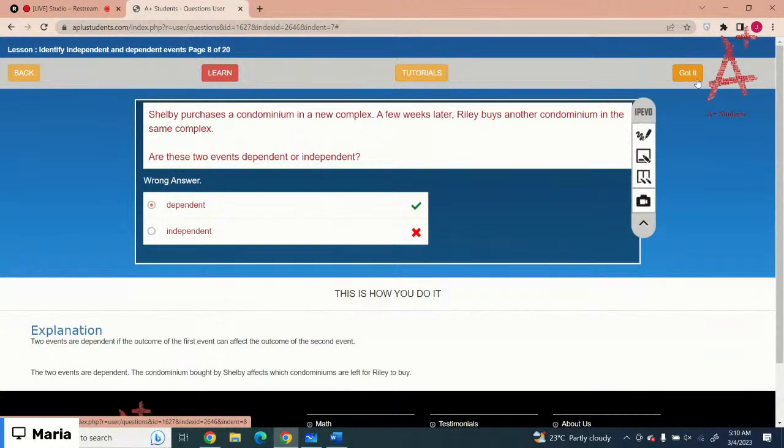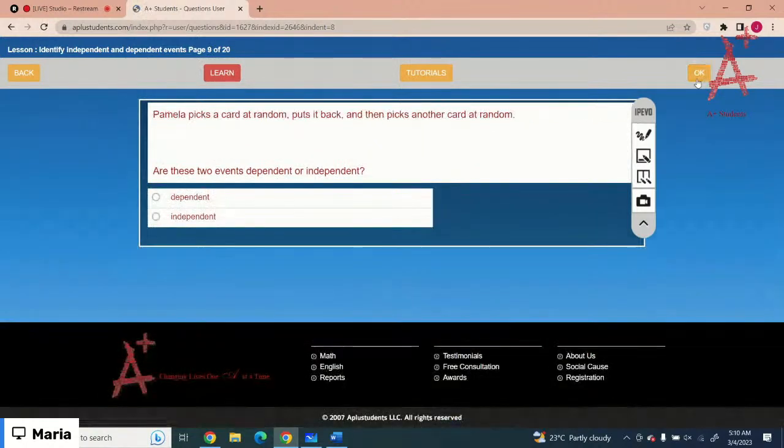Okay, yes, they are independent because he has to buy another one. Got it? The one he bought earlier, he doesn't have to buy the same one. So they are independent.